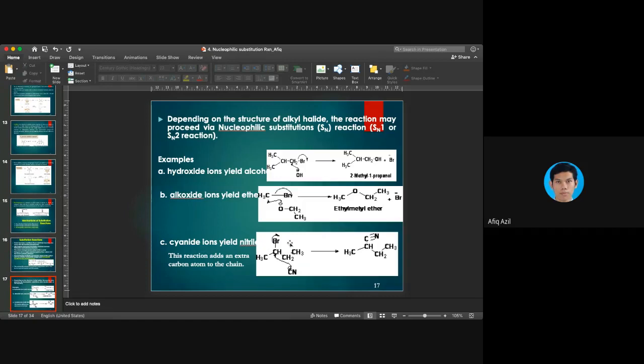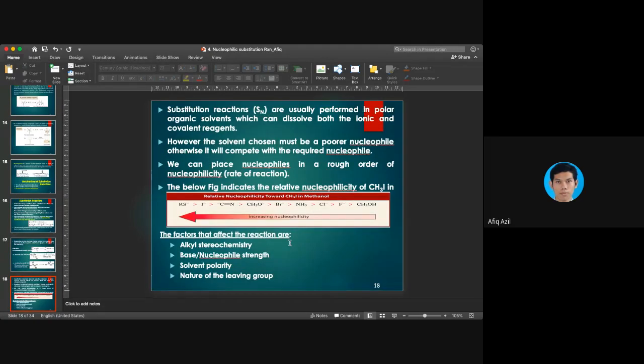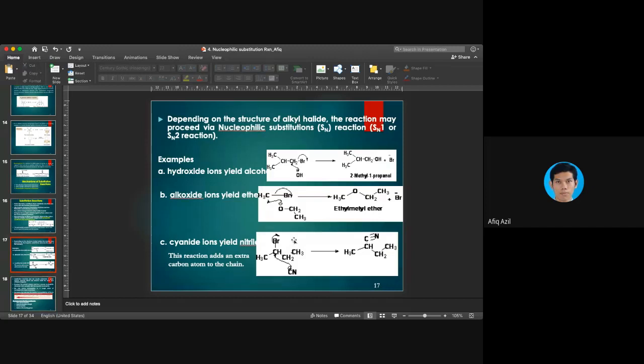In this example, I'm going to go straight to this one. Depending on the structure of the alkyl halide, the reaction may proceed via a nucleophilic substitution reaction, SN1 or SN2. Basically, these two are the same. They are nucleophilic substitution reactions. It's just that they have different types of mechanism.